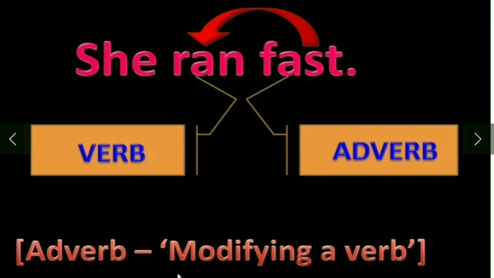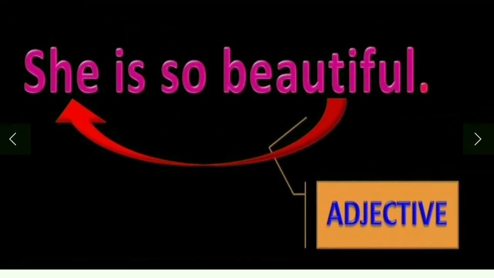It modifies the word ran, which is a verb. That is, it added something more to the verb. So we can say that adverb is modifying a verb here. Okay, now let's see the second example. Here it is written, she is so beautiful.